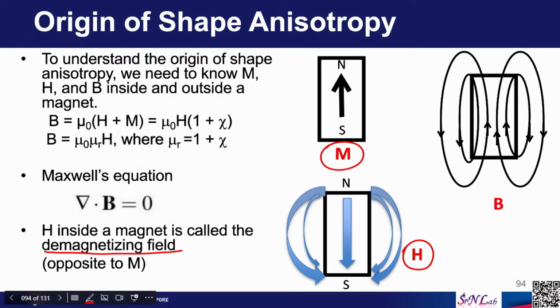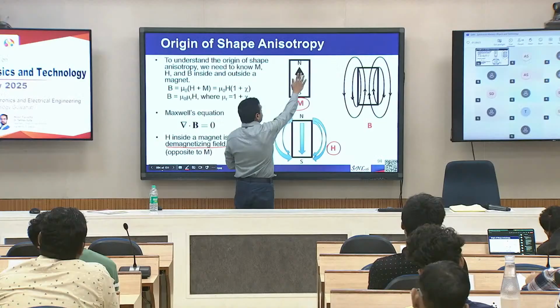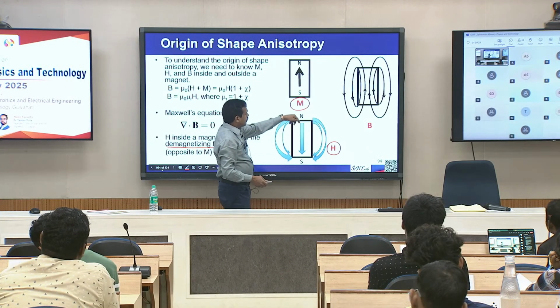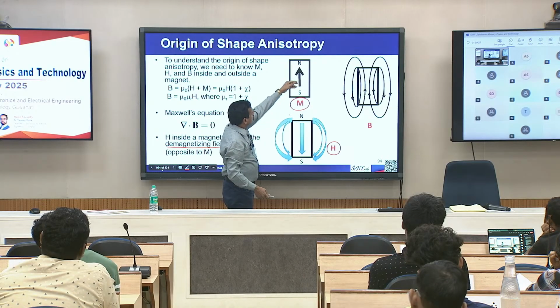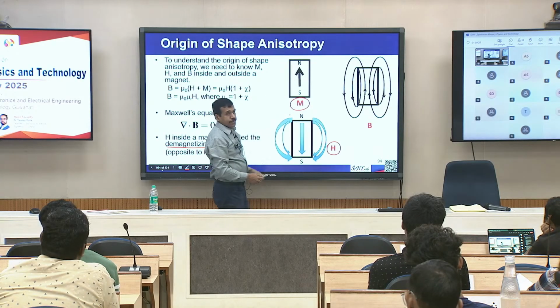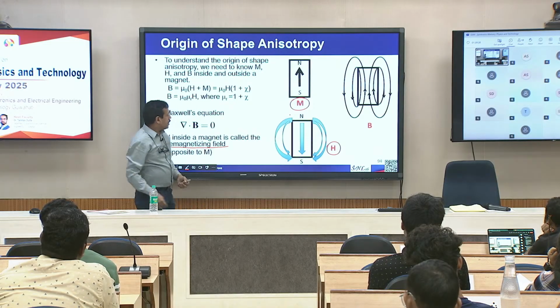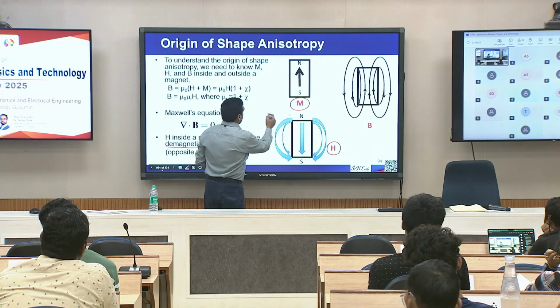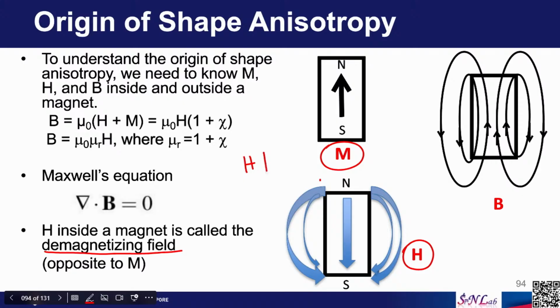Okay. Now, you see that there is a magnetization which is pointing along this direction, and inside there is a magnetic field that is opposite to the magnetization. Okay. So, you can notice that this H is opposite to M. So, this H will always tend to destabilize M. If H is large, then M is not stable along that direction.